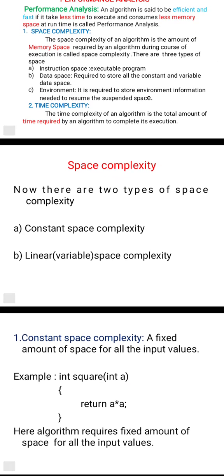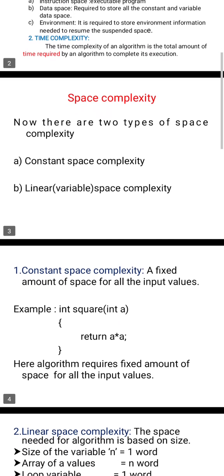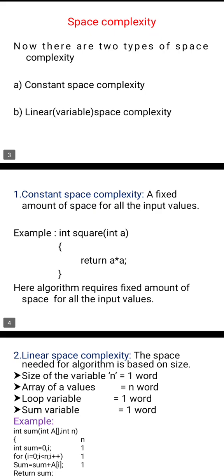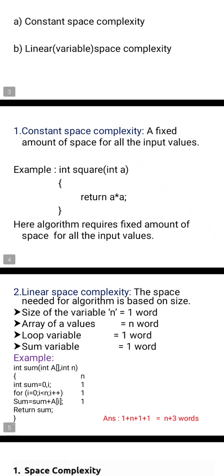Coming to the types of space complexity, there are two types: constant space complexity and linear space complexity. What is meant by constant space complexity? A fixed amount of space for all the input values. Here the example shows we need to find the square value of a. Here the algorithm requires a fixed amount of space for all the input values. This space complexity is defined as constant space complexity.